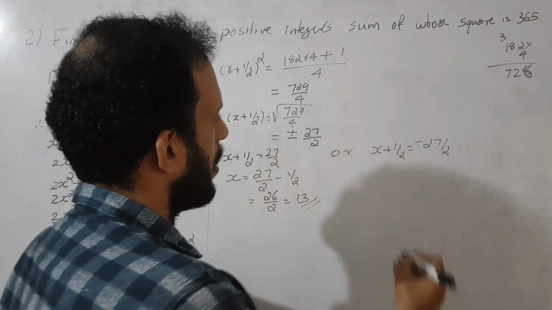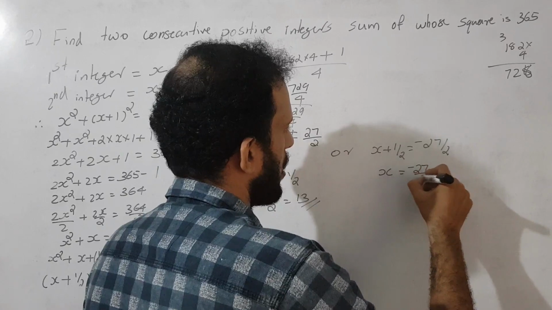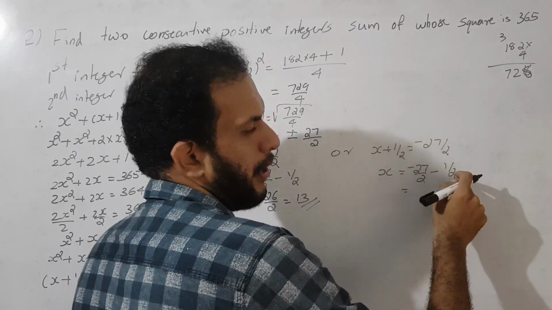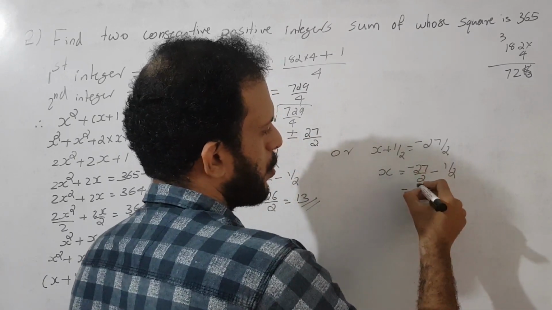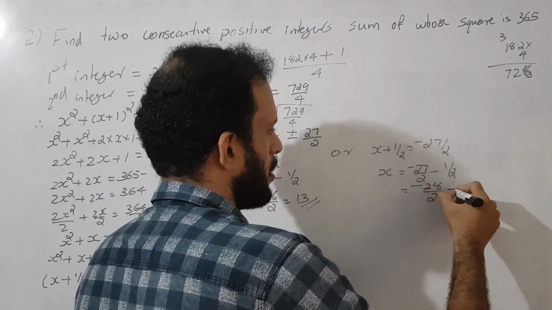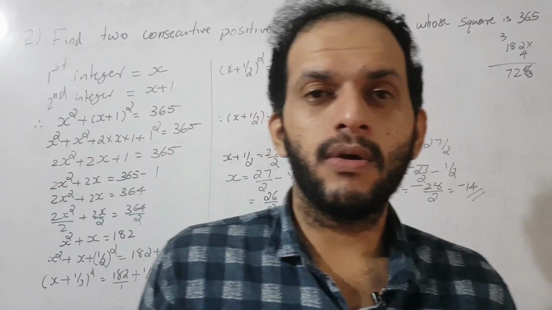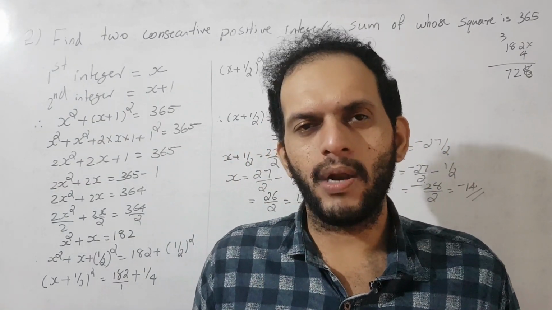Then the second case, what is the value of x? X is equal to minus 27 by 2 minus 1 by 2. The denominator is the same. Then minus 27 minus 1. What is minus 27 minus 1? That is minus 28 by 2, which is equal to minus 14. Okay, here we got the two values for x.